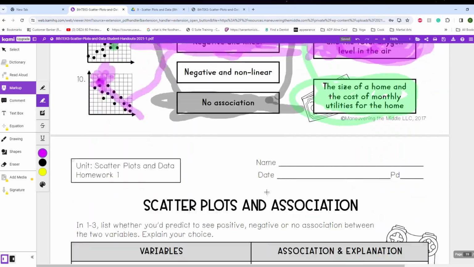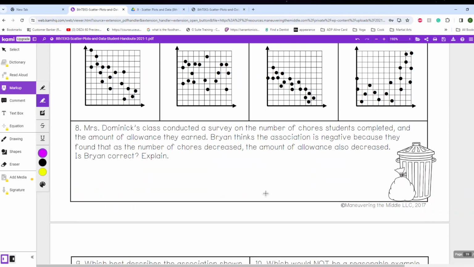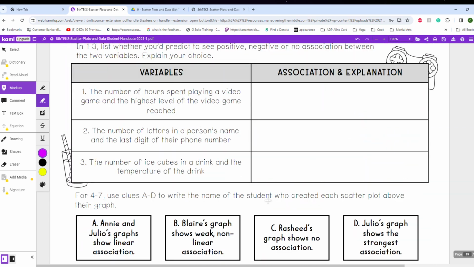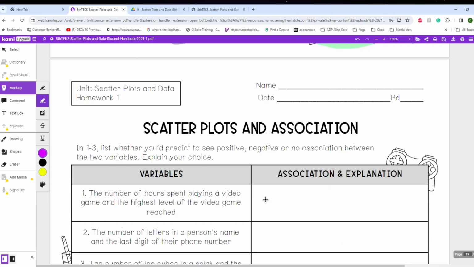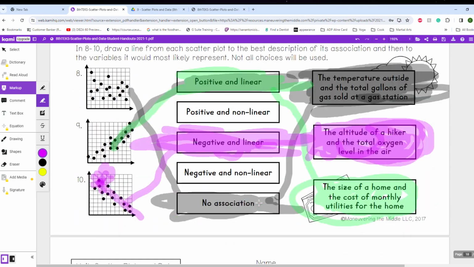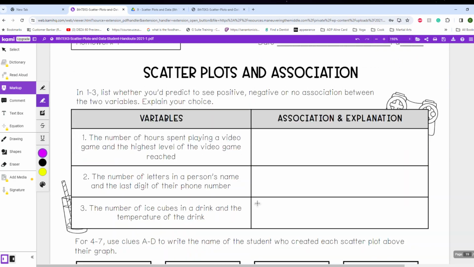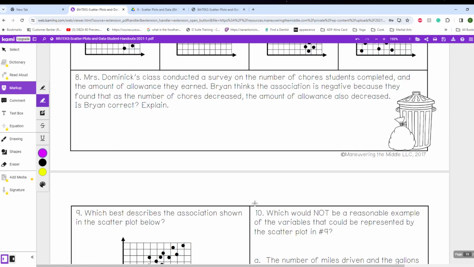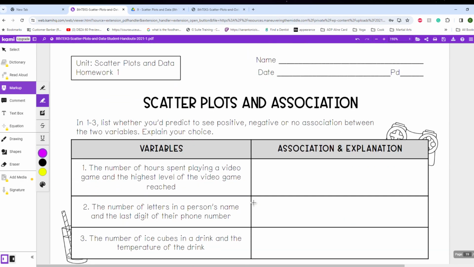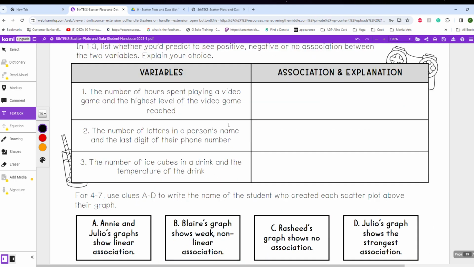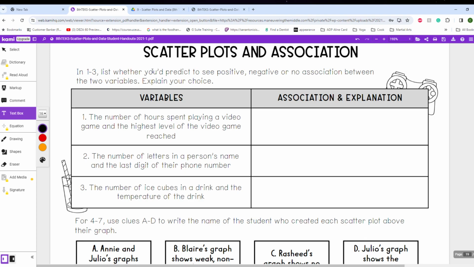All right. Last page, and then you can move on to your practice. Scatter plots and association. I'll do this last page. Scatter plots and association, page 3, I guess. So in 1 through 3, list whether you'd predict to see a positive, negative, or no association between the two variables. Explain your choice. I'll do the first one, and then you can do the other two, okay?